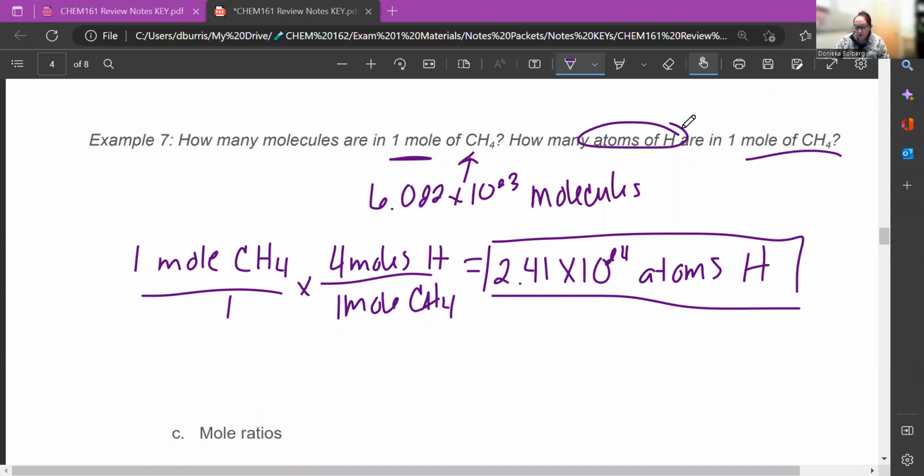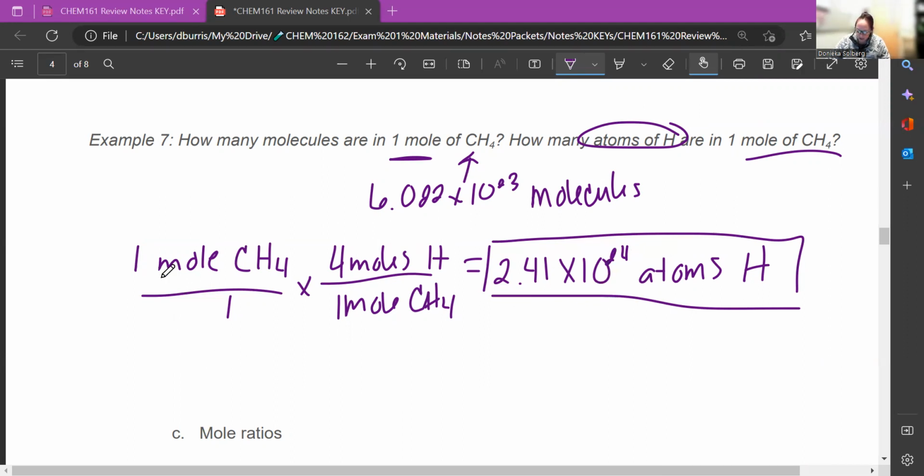But if I want to know the atoms of hydrogen, I set this up. You probably could have done this in your calculator, no problem, but I set it up in case you want to refer to this when you're trying to figure them out. So 1 mole of CH4 is what I would start with. That's the number from the problem. And my conversion would be that 1 mole of CH4 has 4 moles of hydrogen because there's 4 H's in every CH4. So it's really just times 4. So 2.41 times 10 to the 24 atoms.